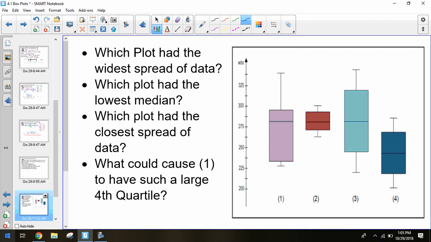Based off of these 4 box plots, which one has the widest spread of data? 3.